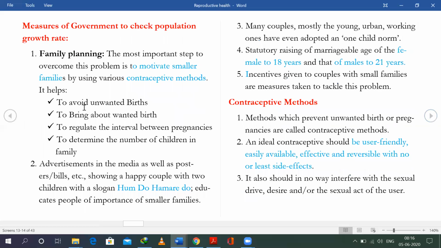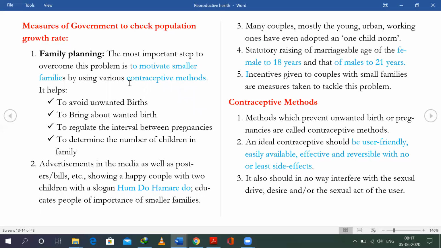And what are some measures the government of India has taken to check the population growth? One is the family planning program. The most important step to overcome the population growth is to motivate smaller families using vigorous contraceptive methods, right?